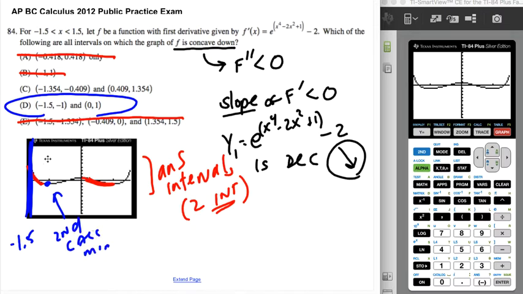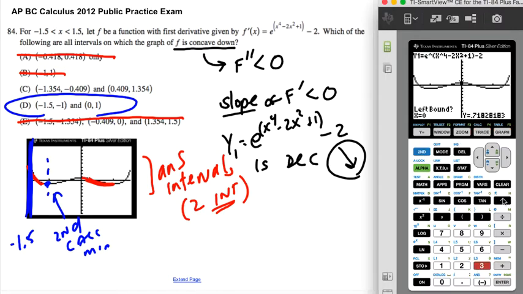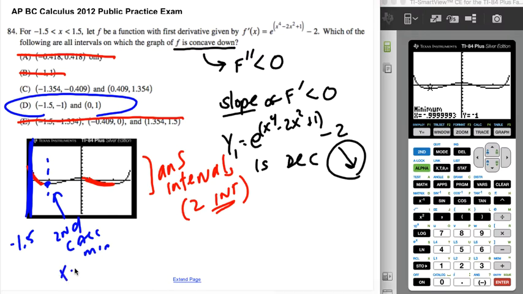But if you wanted, you could second calc min, and you could find what this x coordinate is. If you do second calc and then pick min, you could go to where you think that min is, or you could have done the max, because I was already kind of in position to be at that max, but that's fine. So I go to where I think the bottom is, I hit enter. Oh, I went way too far, but that's okay. I go back past the bottom, hit enter, and hit enter again, and there's my minimum. And sure enough, it happens when x is approximately negative 1, which is the end of that interval. So this goes from negative 1.5 to negative 1, and my answer is D.